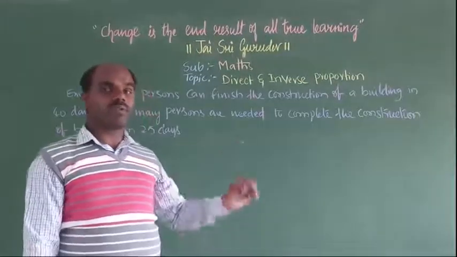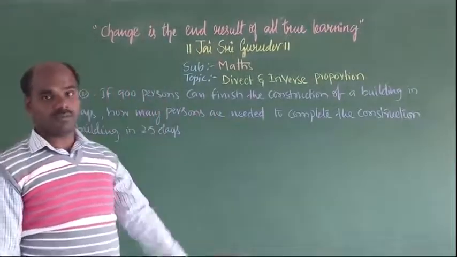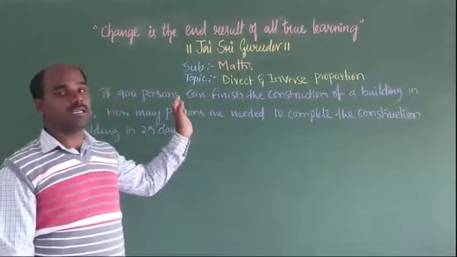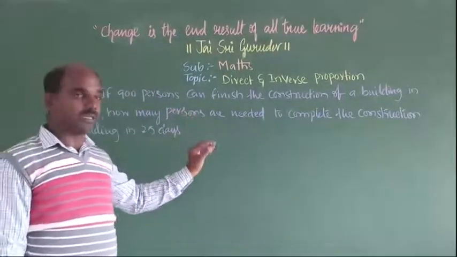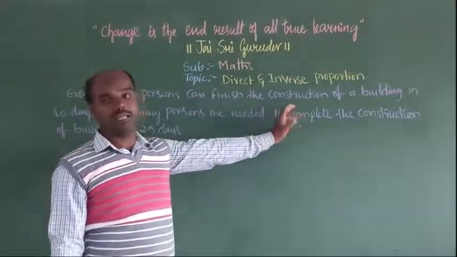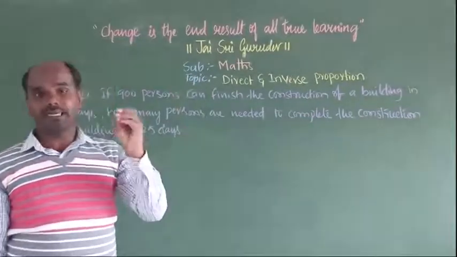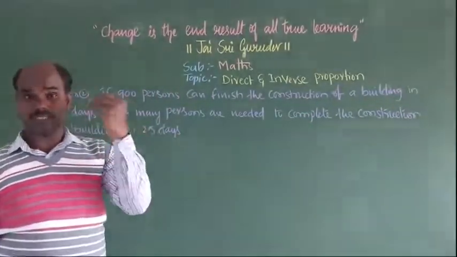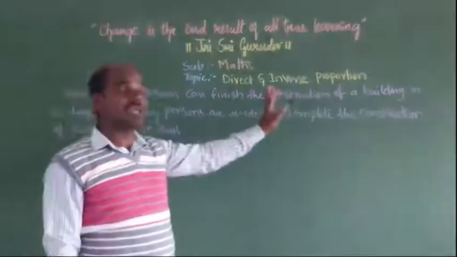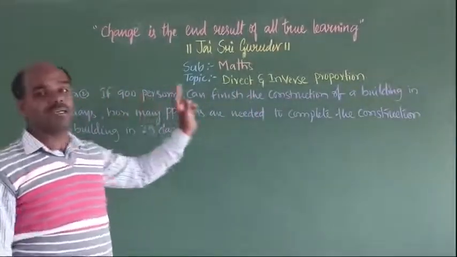Next, we are going to the second example based on inverse variation. But you have to understand the given situation. If 900 persons can finish the construction of a building, one building is being constructed, and 900 persons are required.